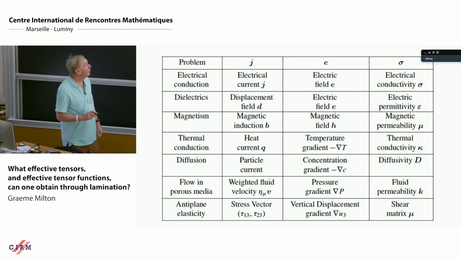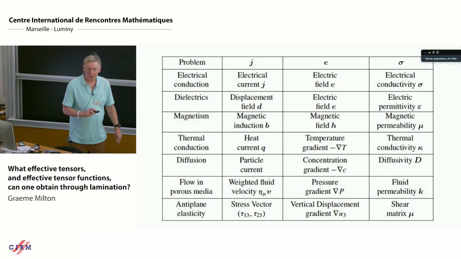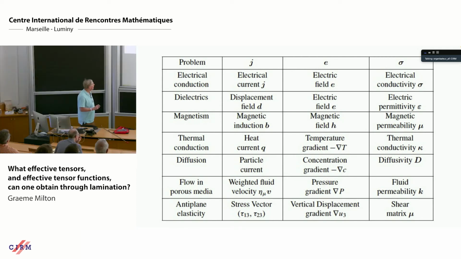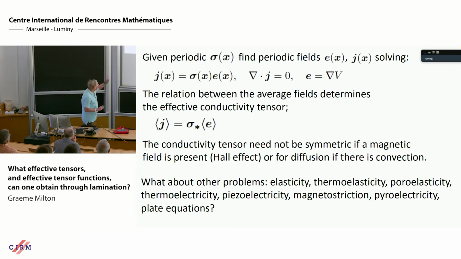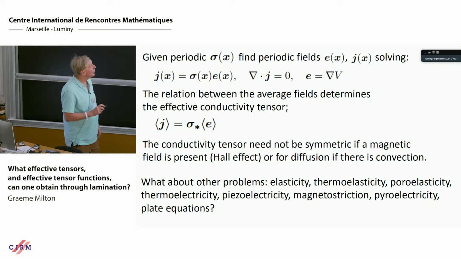So this gives you an idea of the range of problems that are equivalent to electrical conductivity, with the fields J, E, and sigma taking different meanings according to the problem. In those problems, you've got the constitutive law J equals sigma E, divergence of J equals 0, and E equals grad V. Then you look for periodic solutions: when the conductivity is periodic, you look for fields that are periodic.